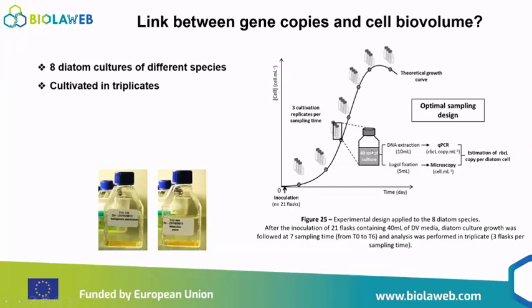For each day, for each triplicate, he took a small sample to make a DNA extraction, to make a qPCR, to estimate the number of copies he had per cell. At the same time, he took a small part of the culture and looked at the number of cells per milliliter. This was evaluated at 7 different dates that you can see here. He did this extraction and fixation to look at the number of cells and the number of copies per milliliter, in order to have an estimation of the number of RBCL copies per diatom cell.